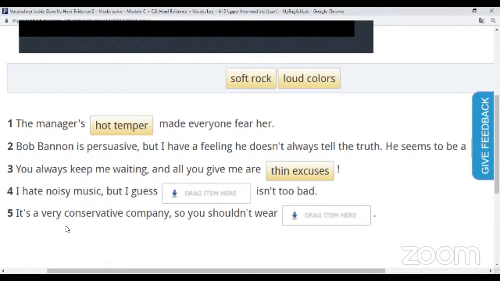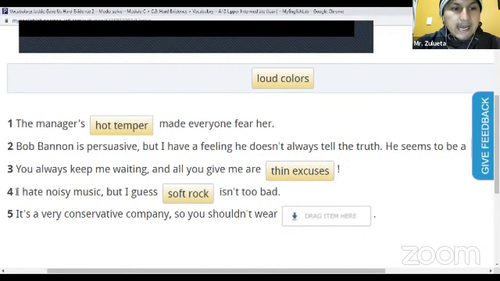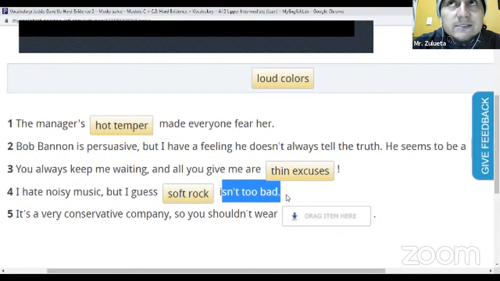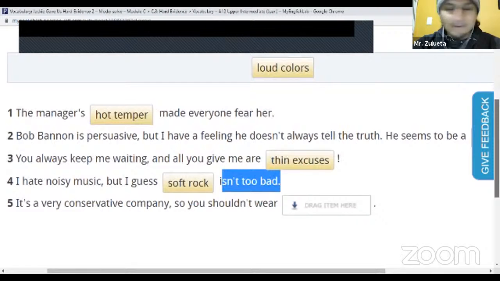Yeah, I hate noisy music, but I guess loud colors isn't too bad. Okay. I believe, according to Pearson, soft rock is a better option. Yes, I hate noisy music, but I guess soft rock isn't too bad. Enanitos Verdes, do you consider that soft rock, Andres? Yes. Do you like them? Not really. Not really? Okay, soft rock, okay, thank you very much.